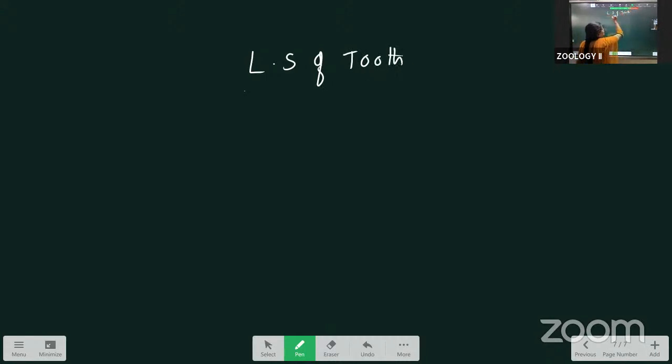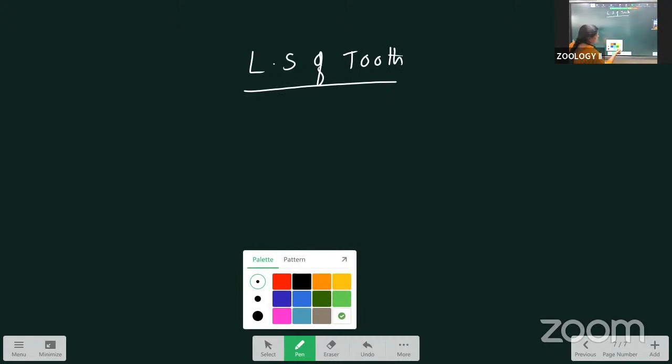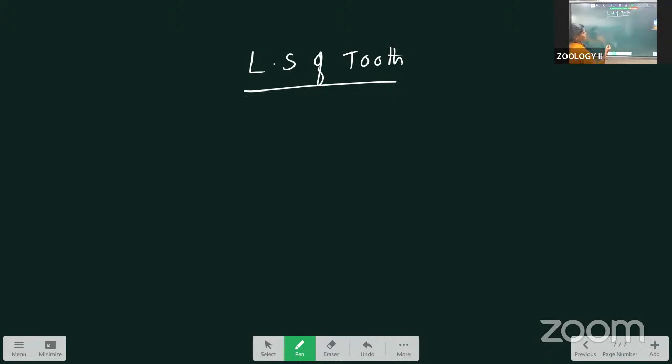The diagram. Observe the diagram, how I am drawing. You observe it. Wait, I will take just down. I am taking.